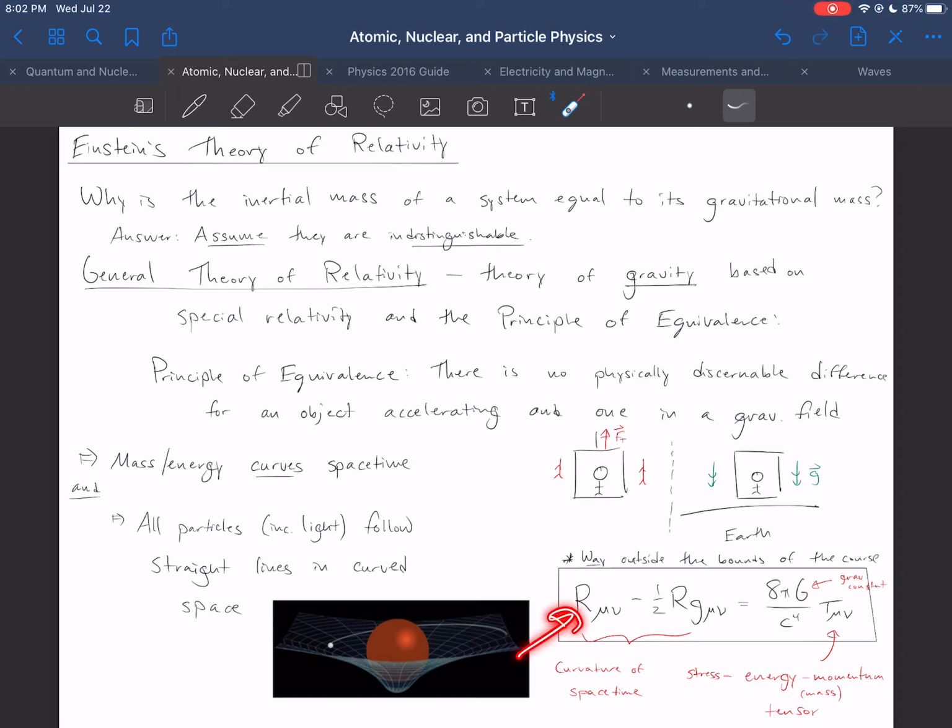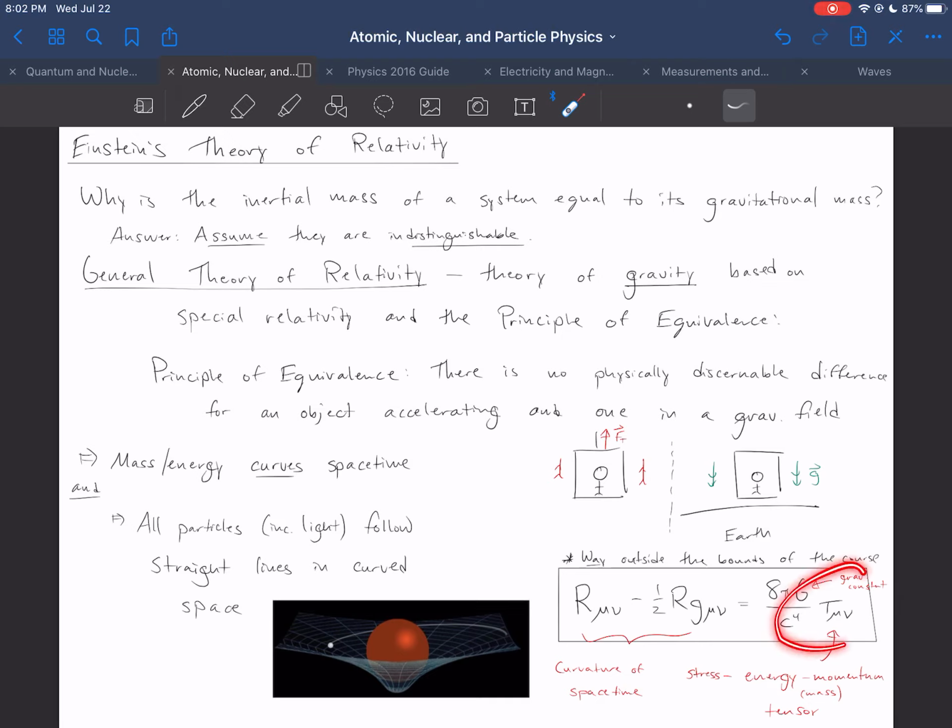These symbols, capital R mu nu minus 1/2 R g mu nu, is a big long term that simply corresponds to the curvature of space-time. So this captures what is happening with space and time for that matter. So space-time has its own term, its own description in the general theory of relativity.